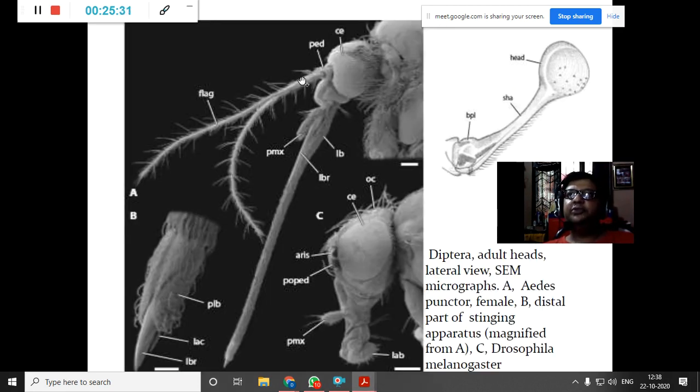So this is the mouth part of a dipteran. Different parts are there. This you have to study in detail much more later. You'll find all these structures. They are in your practicals also.